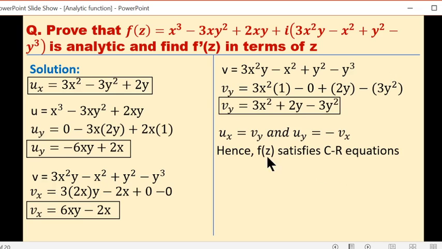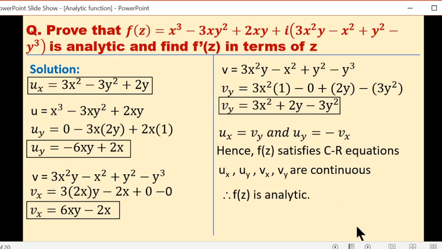Okay, so our first condition is satisfied. Next condition: ux, uy, vx, vy are continuous. For this you do not need to give any proof. You can just write it as it is. Of our four partial derivatives, are there any partial derivatives where the denominator becomes 0 at any point? Here all the denominators are 1. So these would be continuous. The four partial derivatives are continuous. So from this we can conclude that f of z is analytic.